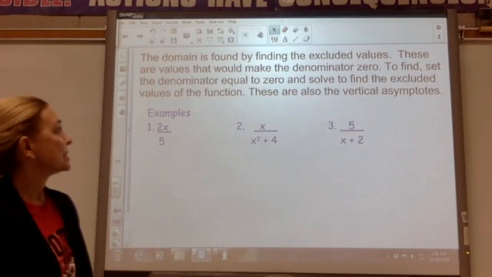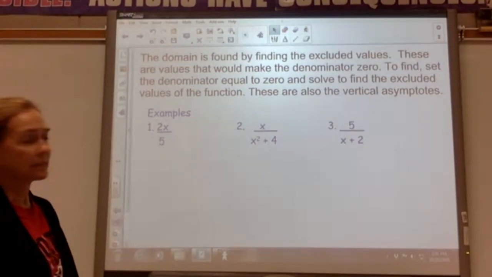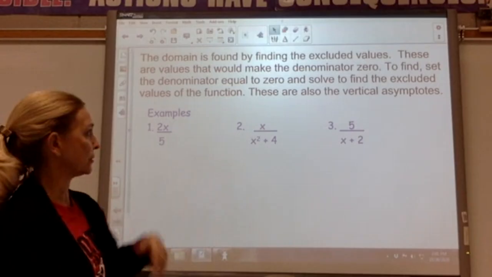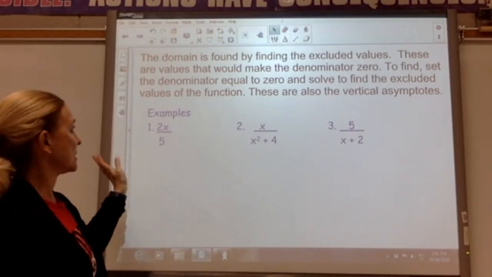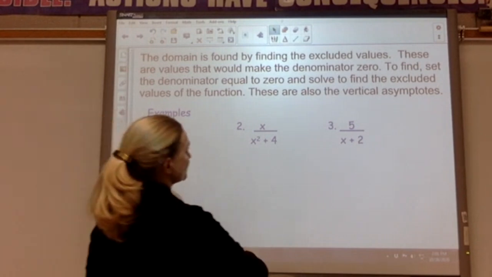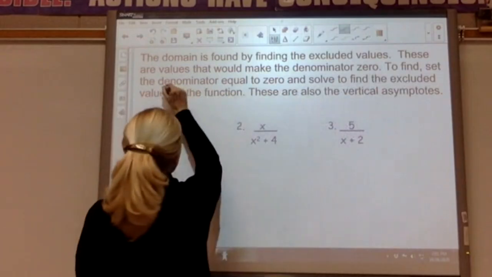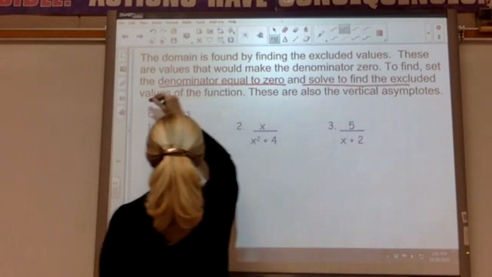All right, now, the domain is found by finding excluded values. These are values that would make the denominator 0. We've talked about this before. We know we cannot have 0 in our denominator. So to find the excluded values, you set the denominator equal to 0. This is one of the first steps we'll be looking at: set the denominator equal to 0, and then solve to find the excluded values.